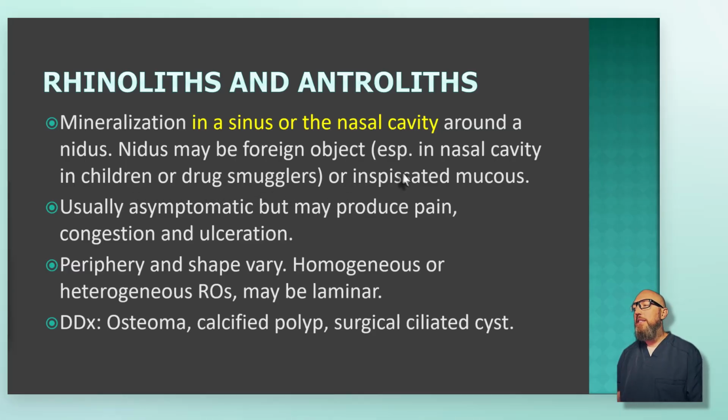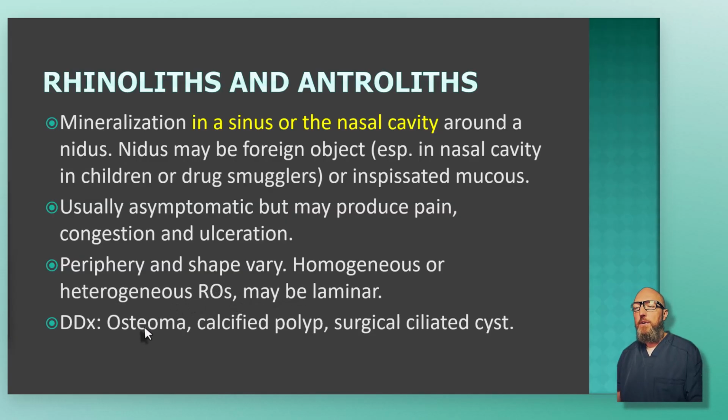Or more commonly, you're going to see this just in the sinus around inspissated mucus, meaning mucus that's kind of retained there and dried out. Typically, these are going to be asymptomatic. In rare cases, it may produce pain and congestion. The periphery and shape are going to vary. Typically, we see these as more heterogeneous, kind of that irregular shape, but it may be laminar in appearance.